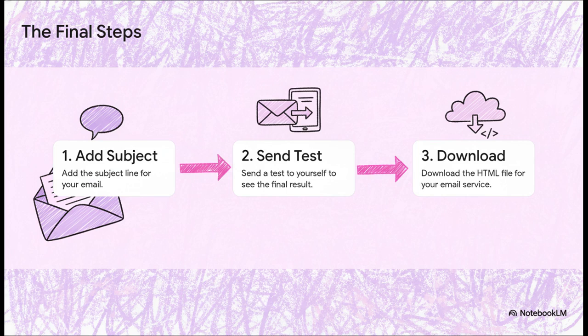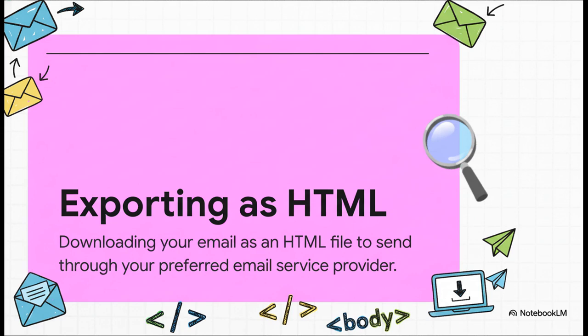So the final checklist inside Canva is super simple. Step 1, add your subject line. Can't forget that. Step 2, send a test email to yourself. This lets you see it live right in your own inbox. And step 3, once you're totally happy with it, you just download your file. And when you download, you're going to get a specific type of file, HTML.